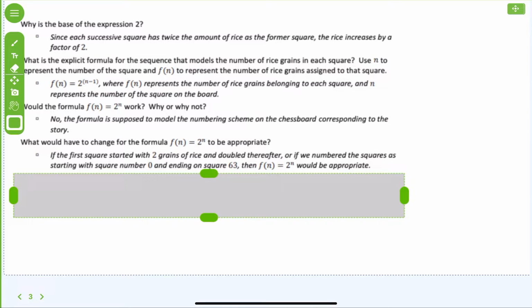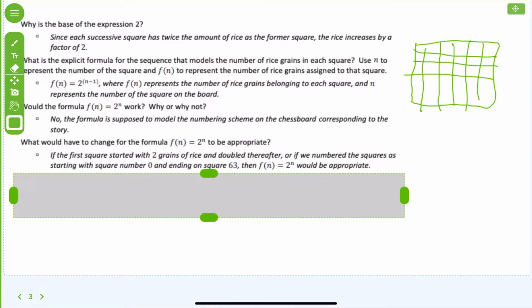If we had... I know this probably doesn't equal 64, but I'm just going to use their logic here. It says the first square started with 2 grains of rice, okay? And then if we double it, we could do 2 to the n. But this says we're going to start with 0, 1, 2, 3, 4, 5.